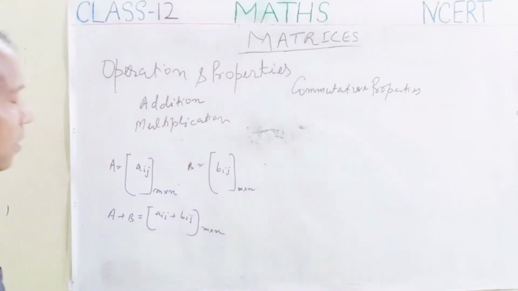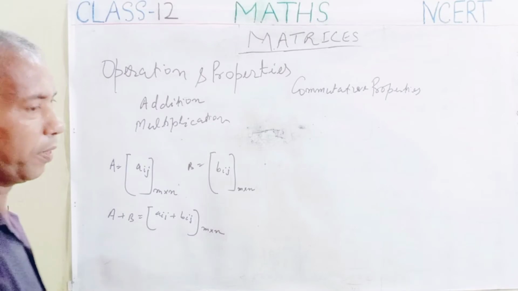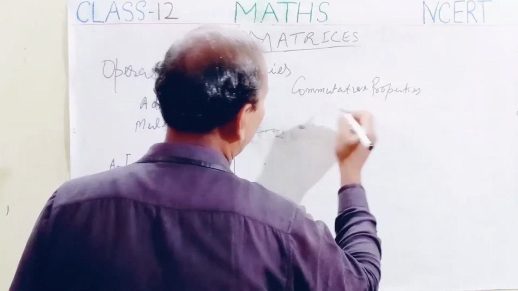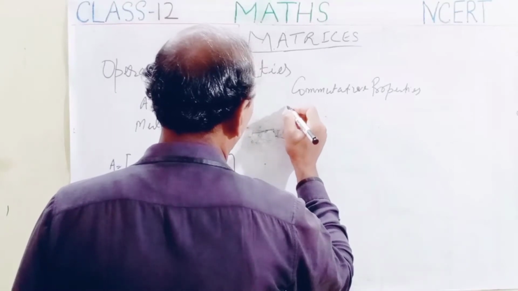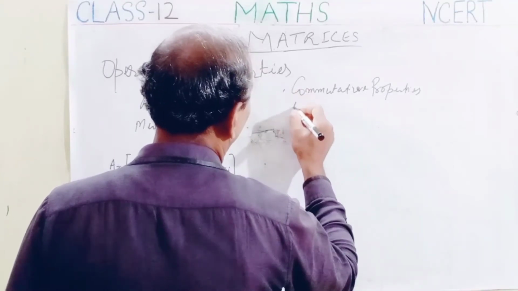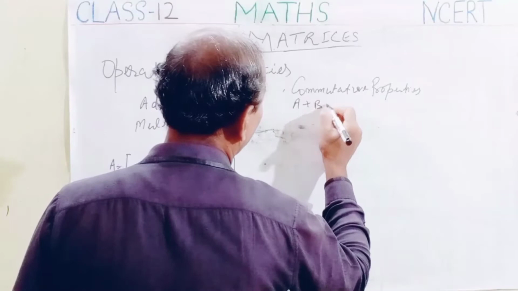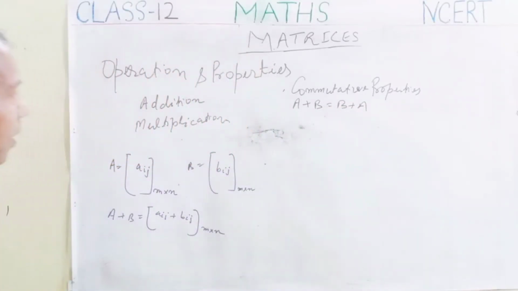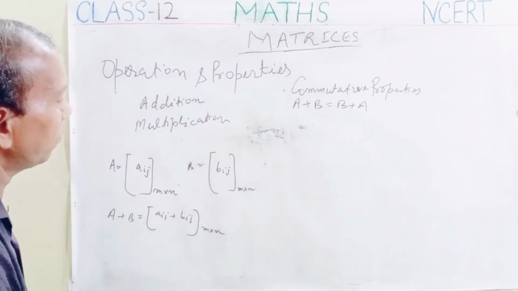Commutative properties in this addition operation, it is true for commutative properties. Means what? Means A plus B is equal to B plus A.